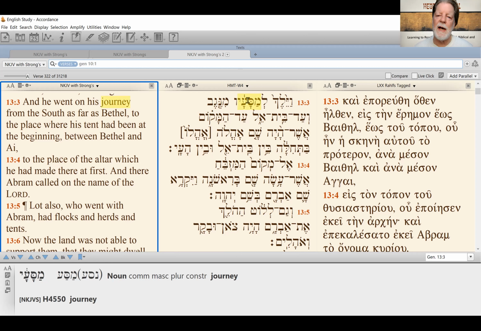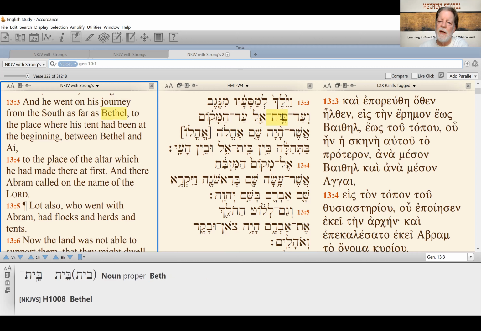First of all, masa, the root word is nasa, which means to journey from one place to another. Negev, we've already said that Negev means south. So he came from the south. So from Egypt, they came to the southern part of the promised land, and then they traveled north from the Negev. Ad, until Beit El.